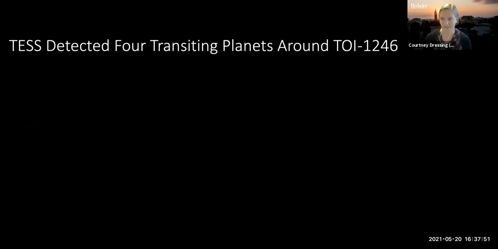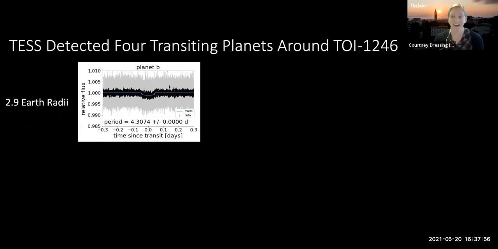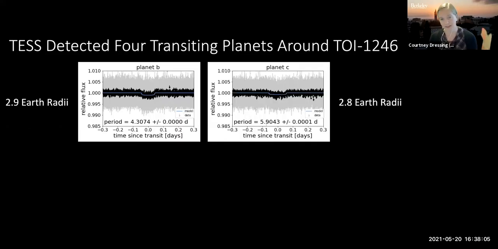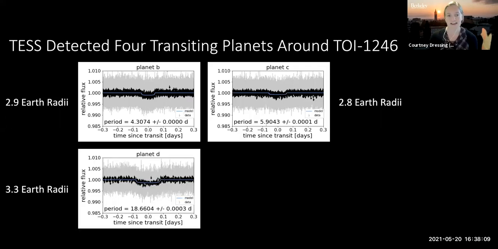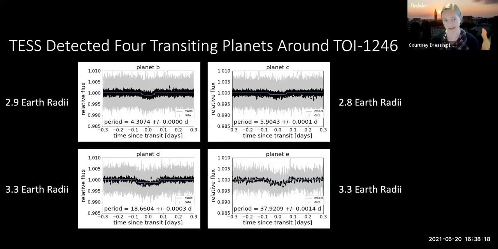And in this system, we find not one, not two, not three, but 4 sub-Neptune planets, all discovered by TESS. The innermost planet has an orbital period of 4.3 days and is about 2.9 Earth radii. The next planet is a little bit further out, but about the same size. Planet 3 is 3.3 Earth radii, so a little bit of a size jump there, and has an orbital period of 18.7 days.